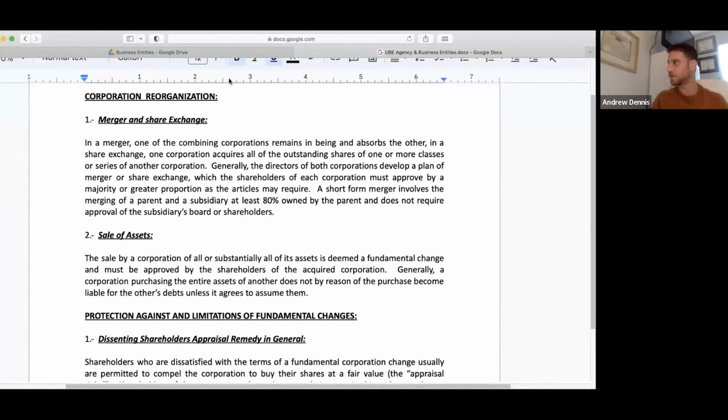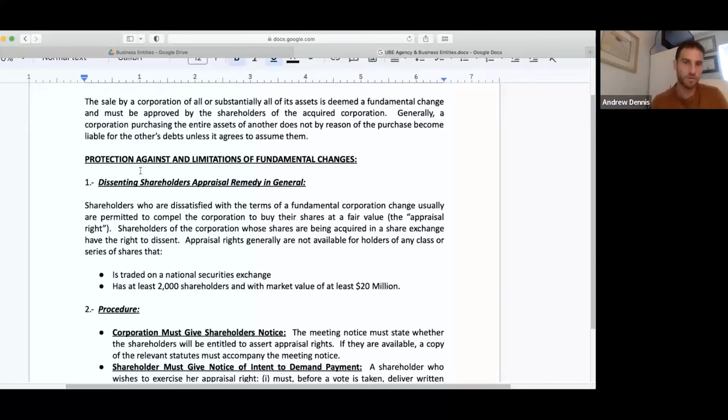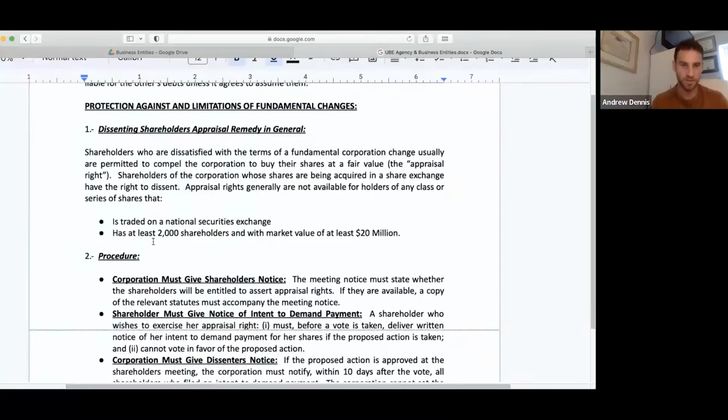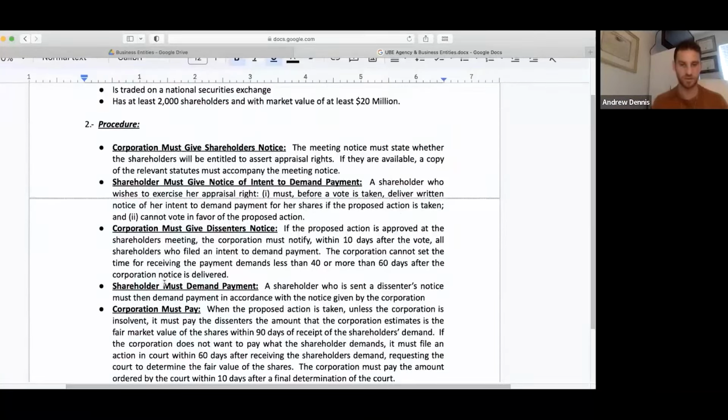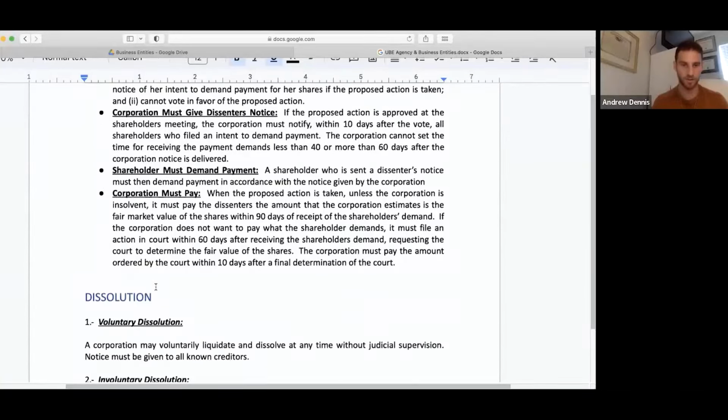So triangular merger too, which is basically like they create a subsidiary, then the subsidiary absorbs one company, and then they absorb the subsidiary. That's just a triangular merger when there's three companies. But just know that a merger is when one company absorbs the other. So I had that backwards earlier. I didn't mean to confuse people. Merger is when one company absorbs the other. Consolidation is when two companies form a new company. So yeah, they have a right of appraisal potentially: shareholder notice of intent to demand payment, the corporation must give dissenters notice, the shareholder must demand payment, and the corporation must pay. That's how a merger works.